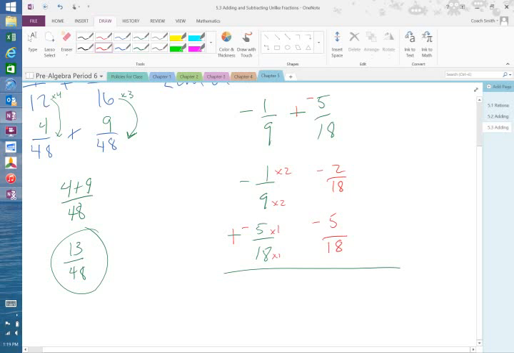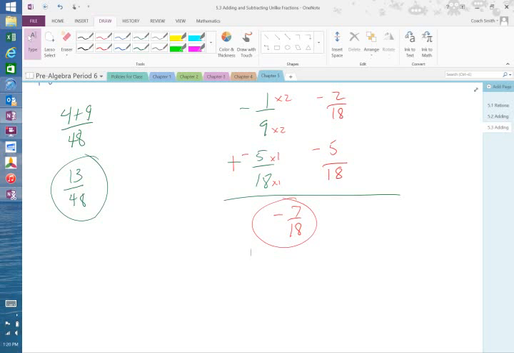So we have negative 2 plus a negative 5. Negative 2 plus negative 5 would be what? Negative 7. And it would be negative 7 over 18. That would be your answer. Like I said, you don't have to do it vertically. For me, it's just better that way.